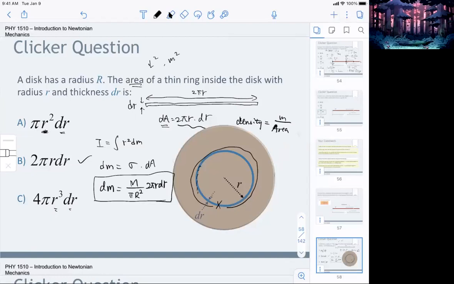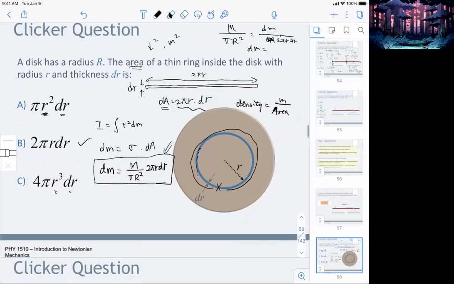You can get this relationship by doing a proportion as well. For an entire disk with a total area pi r squared, for a little disk with an area of dA, which is 2 pi r dr. So dm is m over pi r squared times 2 pi r dr, and you can still get this result even if you don't use the idea of the density, just like what we did with the rod. Okay, so this is your dm.